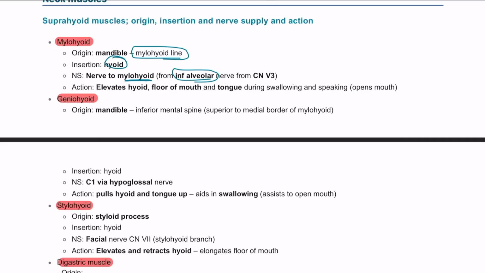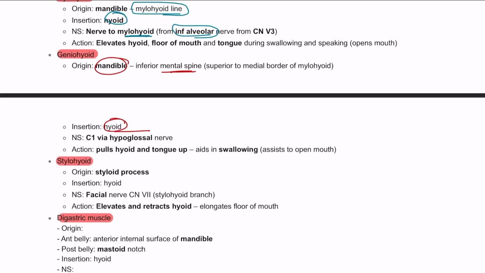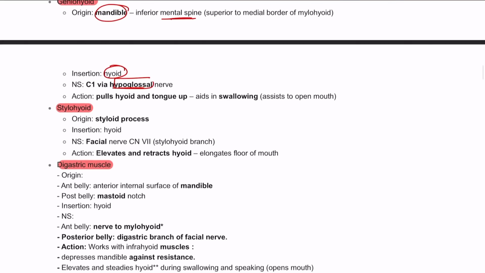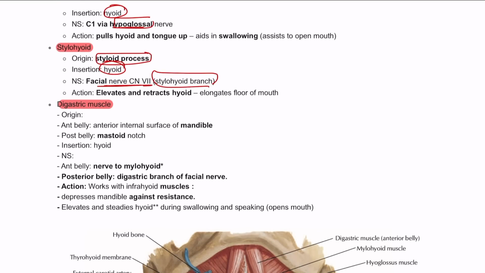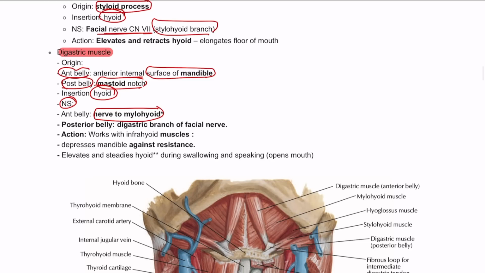On the other side, you have the geniohyoid muscle, from the mandible at the mental spine to the hyoid bone, taking its supply from the hypoglossal nerve. Suprahyoid muscle: stylohyoid muscle, from the styloid process to the hyoid bone, supplied by the stylohyoid branch of the facial nerve. Digastric muscle has two bellies. The anterior belly arises from the internal surface of the mandible, the posterior belly from the mastoid notch, and the insertion is the hyoid bone. Nerve supply: the nerve to mylohyoid for the anterior belly, and the digastric branch of the facial nerve for the posterior belly.